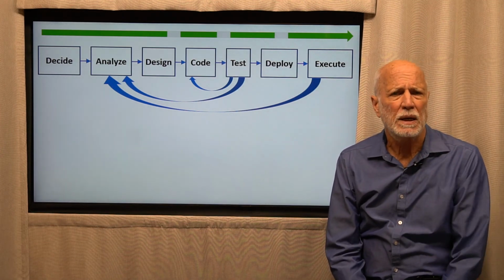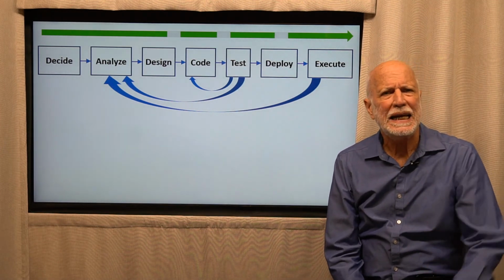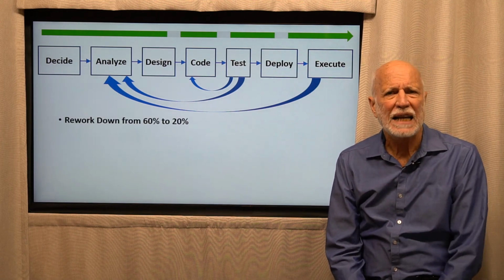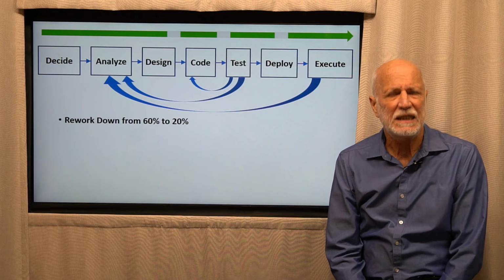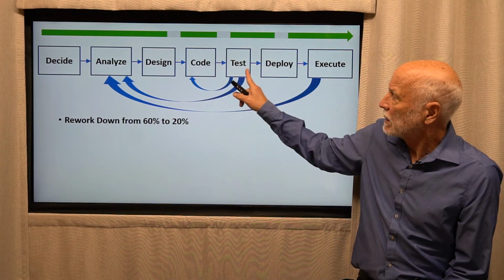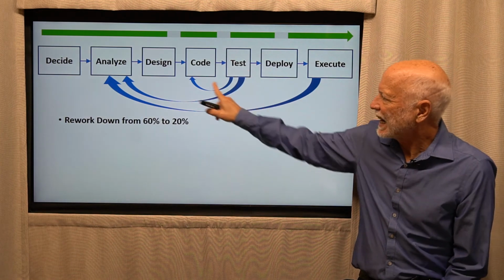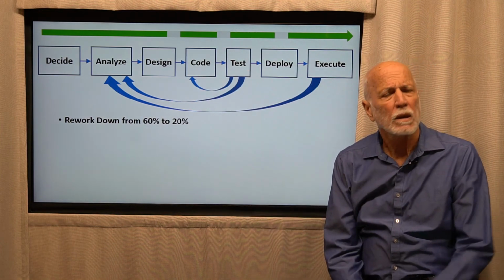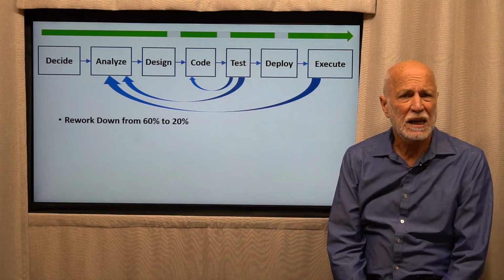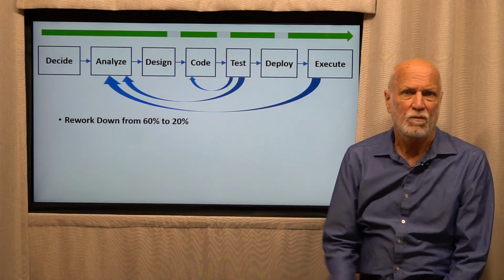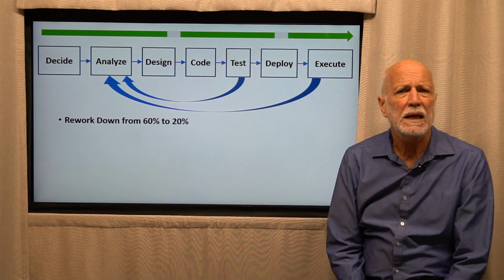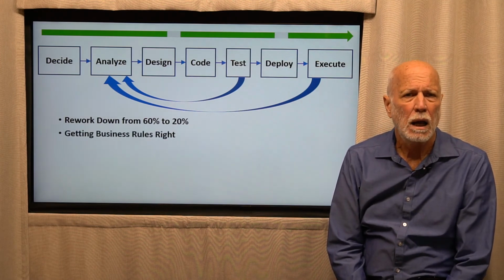Let's see what's happened with some of the people that I've taught ATDD, BDD before. Well, one place actually had rework of 60%. That means that 60% of the time, some code went to test it and it came back from test. Within a couple of months, that had been decreased to 20% and it fell off past then. Now, that eliminated that loop back.